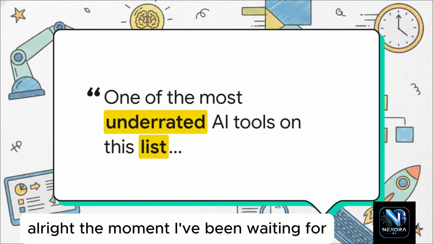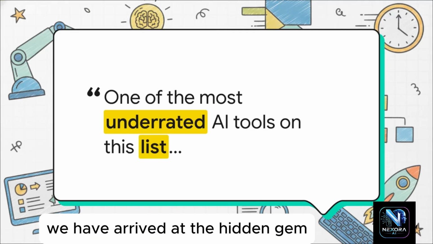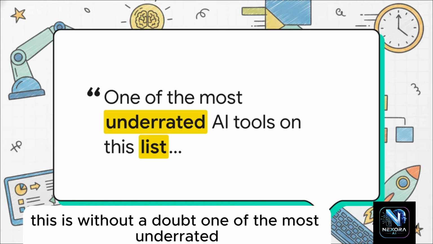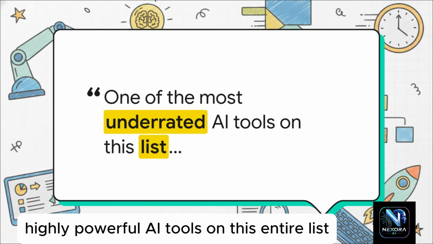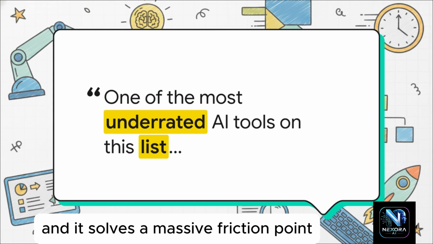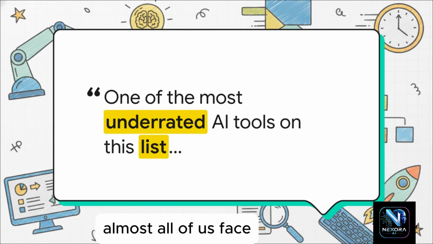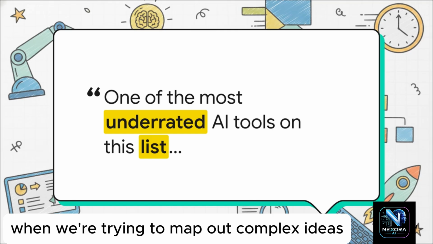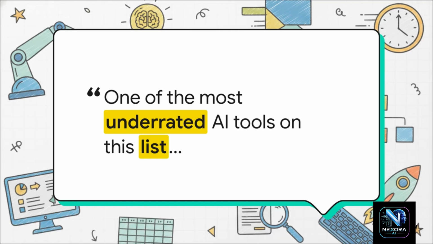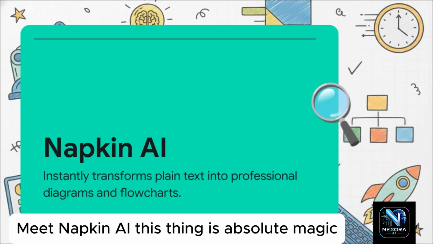All right, the moment I've been waiting for. We have arrived at the hidden gem. This is, without a doubt, one of the most underrated, highly powerful AI tools on this entire list. And it solves a massive friction point almost all of us face when we're trying to map out complex ideas for other people to understand. Meet Napkin AI. This thing is absolute magic.